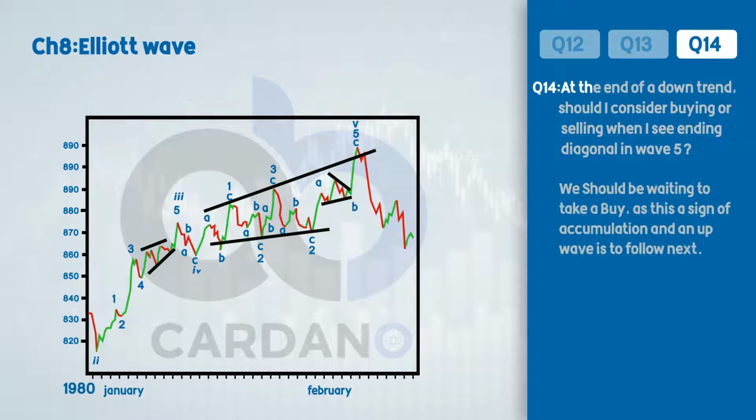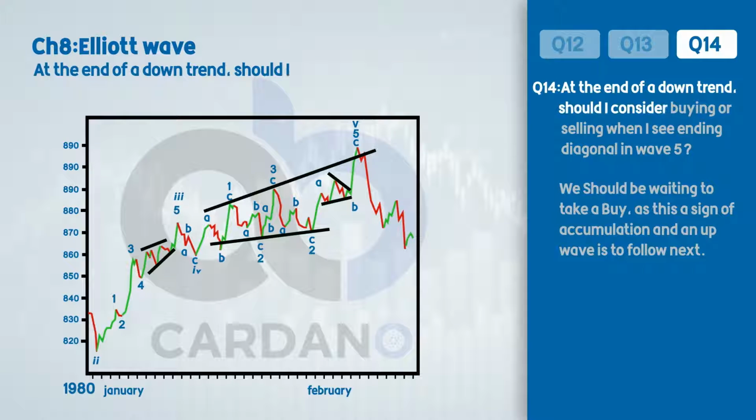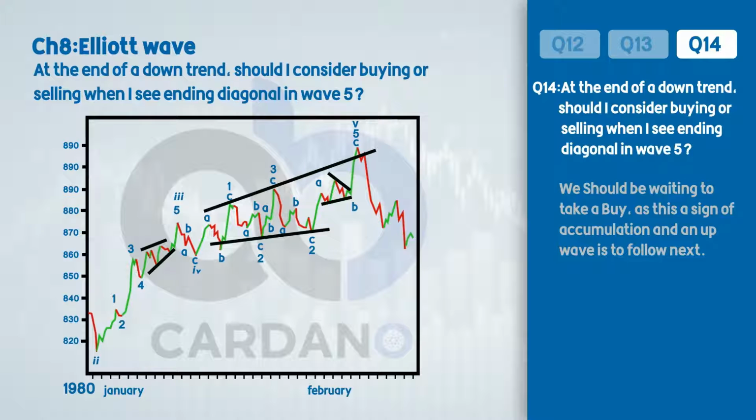Question number 14. At the end of a downtrend, should I consider buying or selling when I see ending diagonal in wave 5? The answer is, we should be waiting to take a buy, as this is a sign of accumulation and an upwave is to follow next.